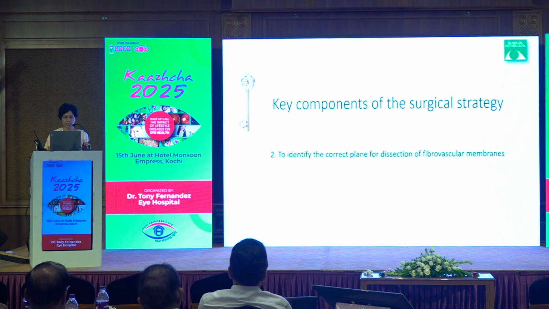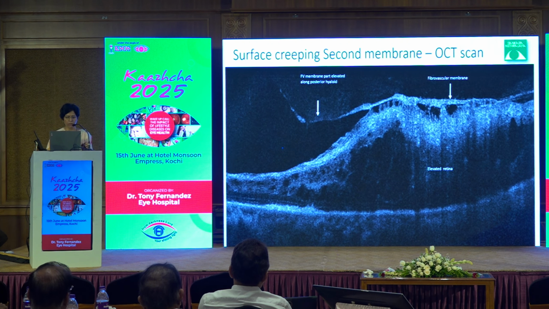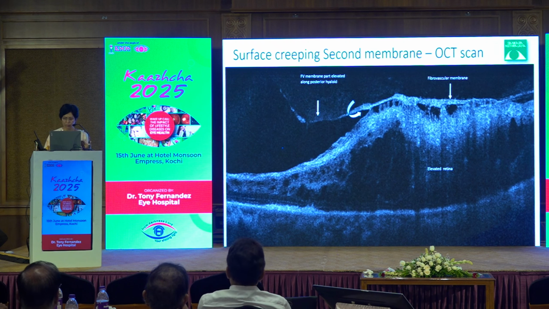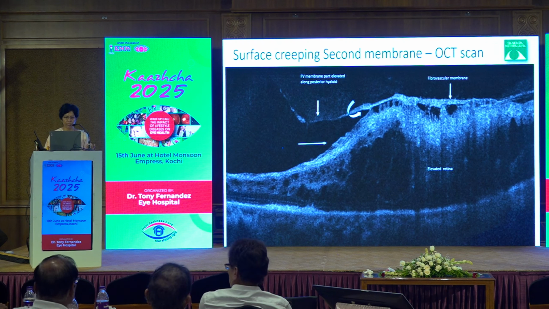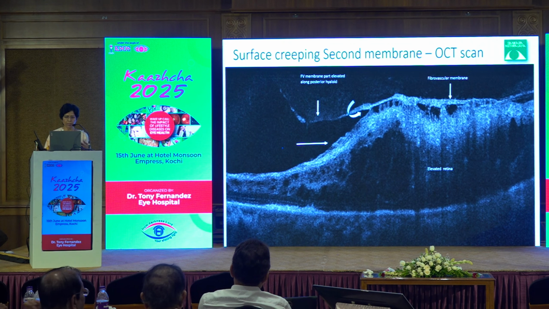The second key consideration is to find the correct plane of dissection for the fibrovascular proliferation. And this is a very highly magnified view of the OCT. You can see that this is a fibrovascular prolif, and this is the membrane part which goes along with the posterior hyaloid. The common mistake is to start dissection at this level, thinking that this is the plane of cleavage. But this is actually the wrong plane of cleavage, and you can see there is a membrane which is growing on the elevated retina.